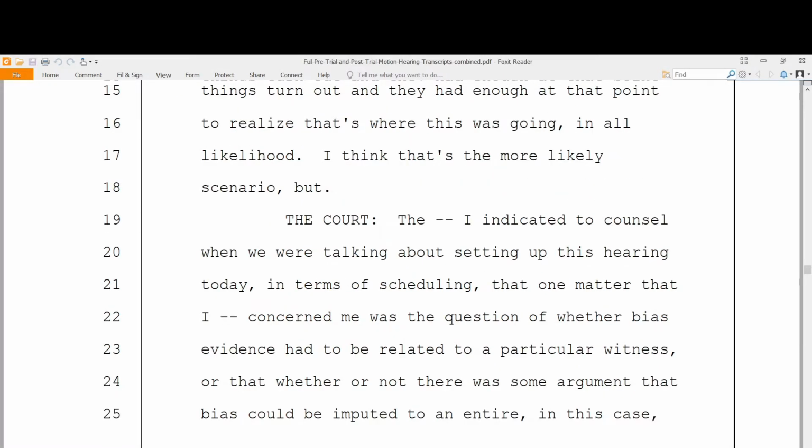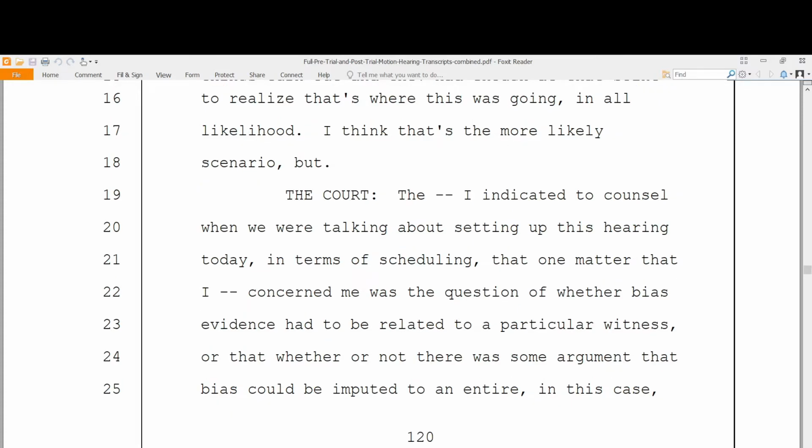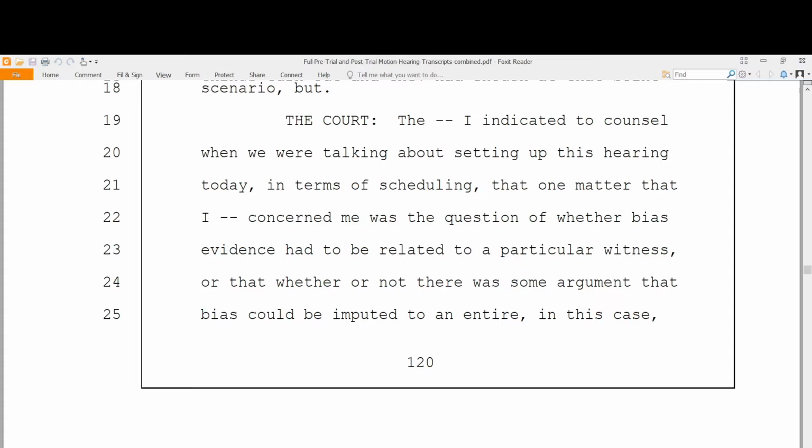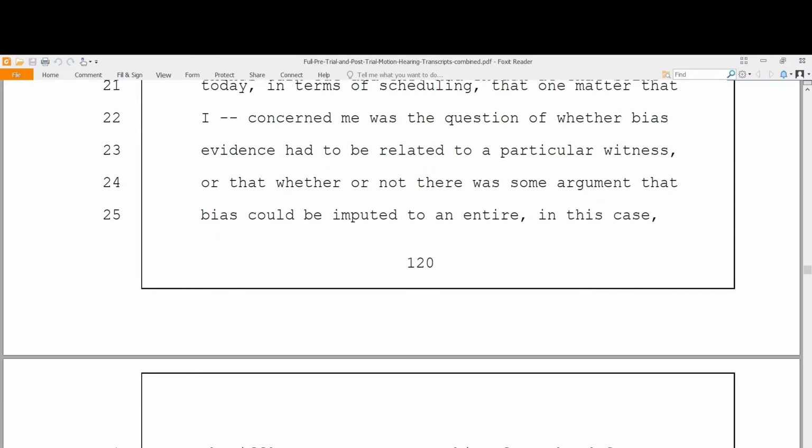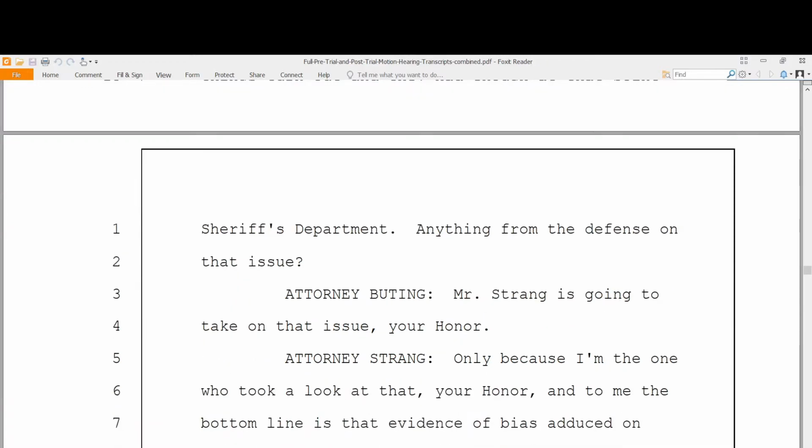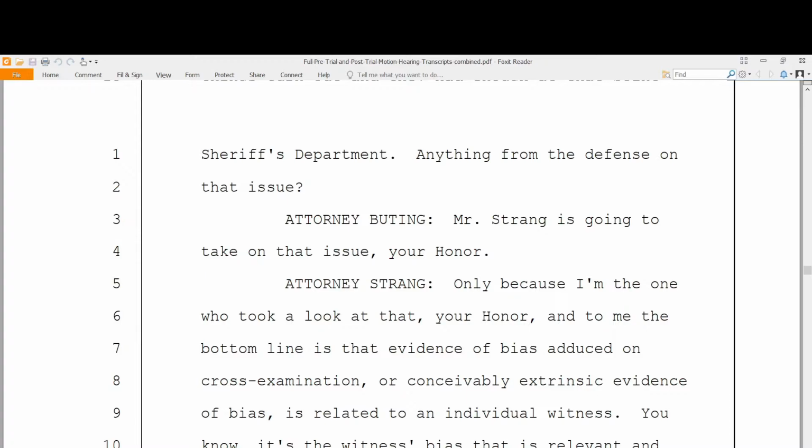The court indicated to counsel, when we were talking about setting up this hearing today in terms of scheduling, that one matter that concerned me was the question of whether bias evidence had to be related to a particular witness, or whether there was some argument that bias could be imputed to an entire Sheriff's Department. Anything from the defense on that issue?